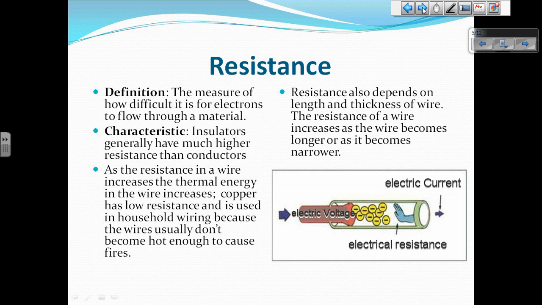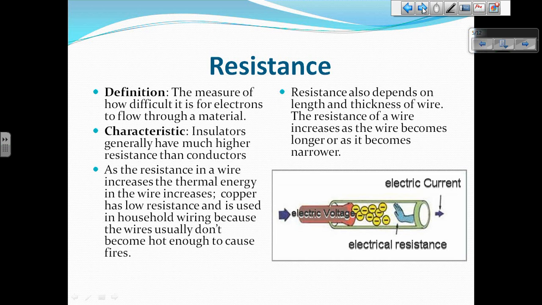Copper, for example, has a low resistance and is used in household wiring because it usually does not become hot enough to cause fires. So that's why copper is a common wire that's used in our household wiring, because of the low resistance that it has, and you don't have to worry about too much thermal energy being produced, which of course could cause fires. Resistance will also depend on the length and thickness of the wire. The resistance of a wire increases as the wire becomes longer or as it becomes narrower.